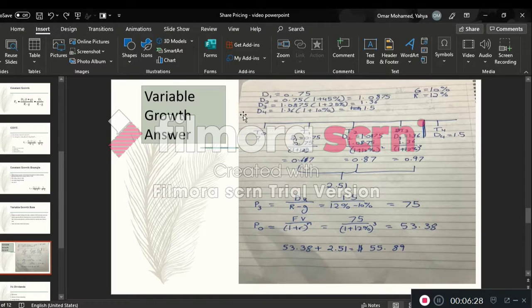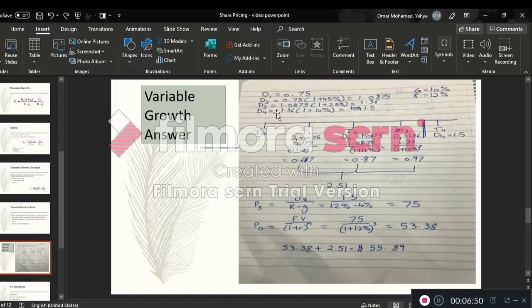So this is the picture of the answer I wrote. So I wrote my givens, which was D1 equals 0.75. Note that I wrote it D1 because it told us the dividend is being paid next year, which is dividend D1, not D0. It wasn't paid this year. It's being paid next year. So that's D1 that was already given. G is 10% and R is 12%.